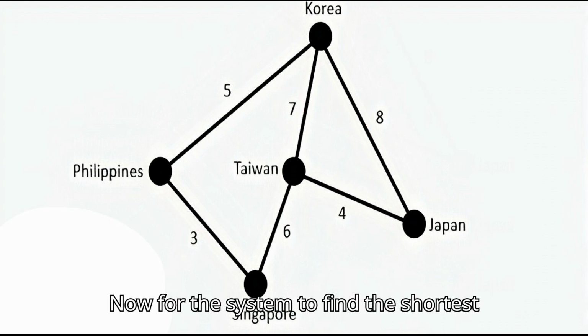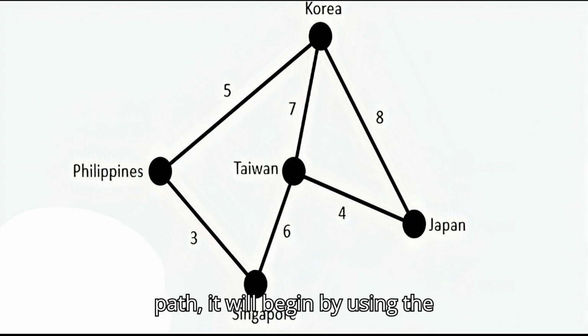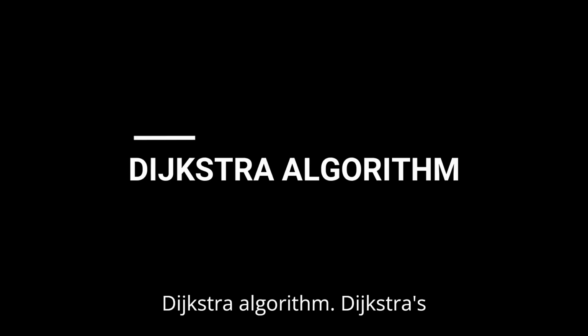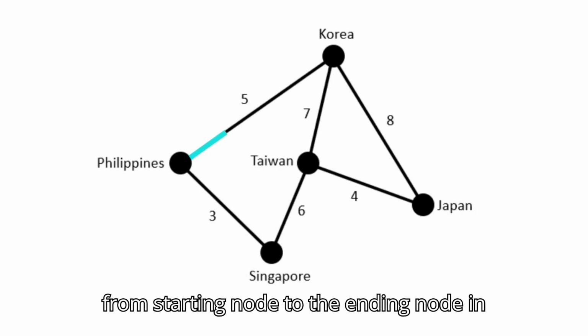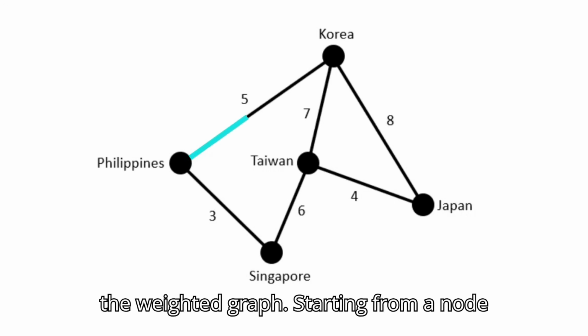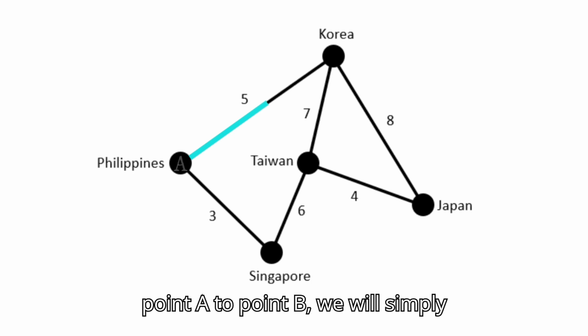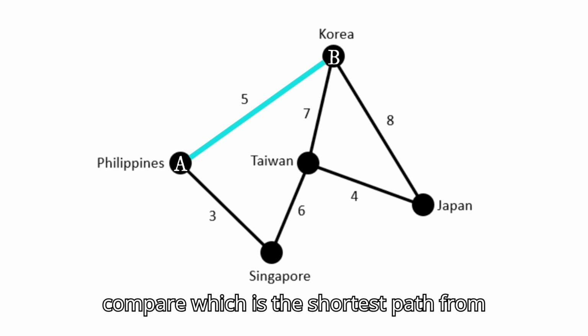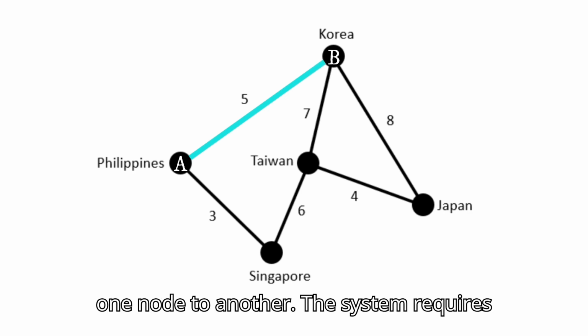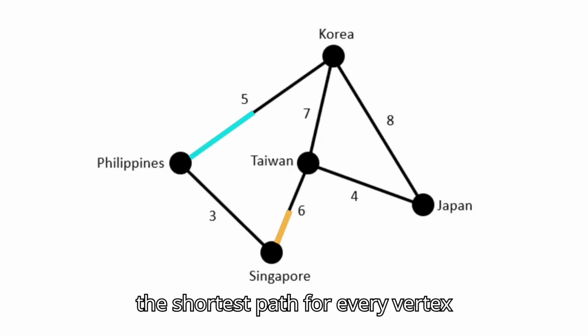Now, for the system to find the shortest path, it will begin by using the Dijkstra algorithm. Dijkstra's algorithm tells you the shortest path from the starting node to the ending node in the weighted graph. Starting from point A to point B, we will simply test each unvisited neighbor node and compare which is the shortest path from one node to another. The system requires the shortest path for every vertex.